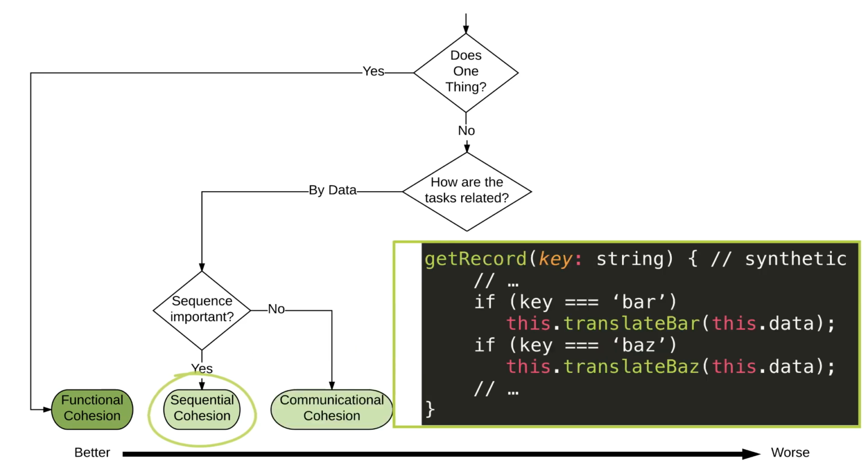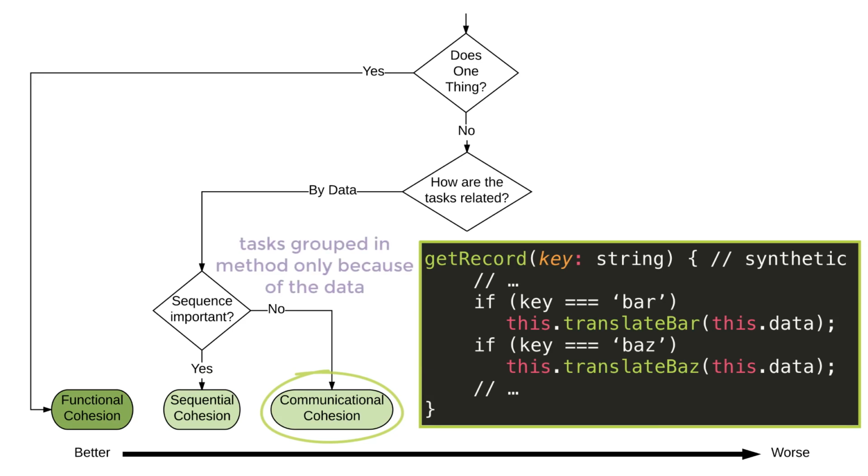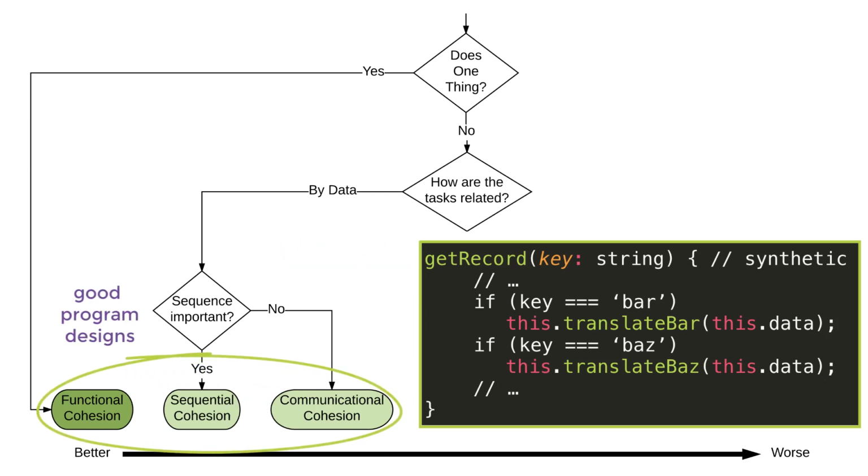Communication cohesion arises when different tasks are grouped together within a method only because they work on the same data. We couldn't find an example within our Mario code that exhibits communication cohesion, but this fragment shows what one might look like. Here we can see that the sequence of operations doesn't really matter. The commonality is all about performing similar actions on the this.data field. Ultimately, these first three kinds of cohesion are all part of good program designs because they show that the methods within a class are working on common tasks and data.